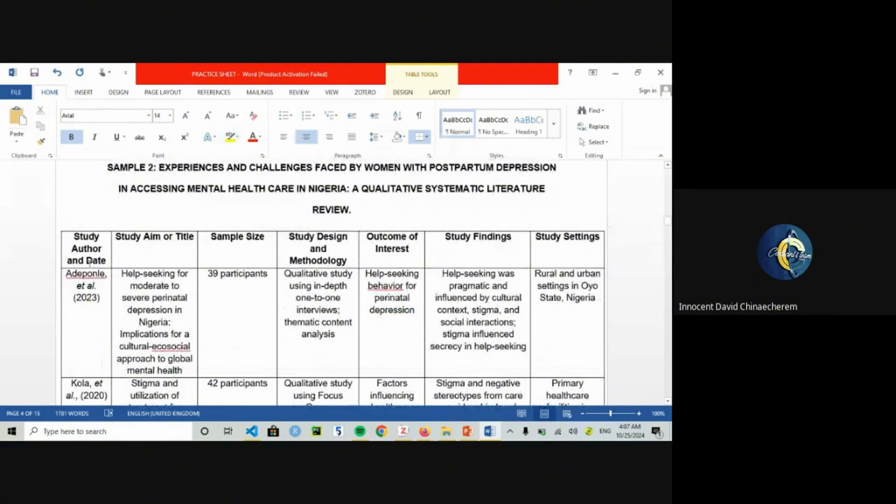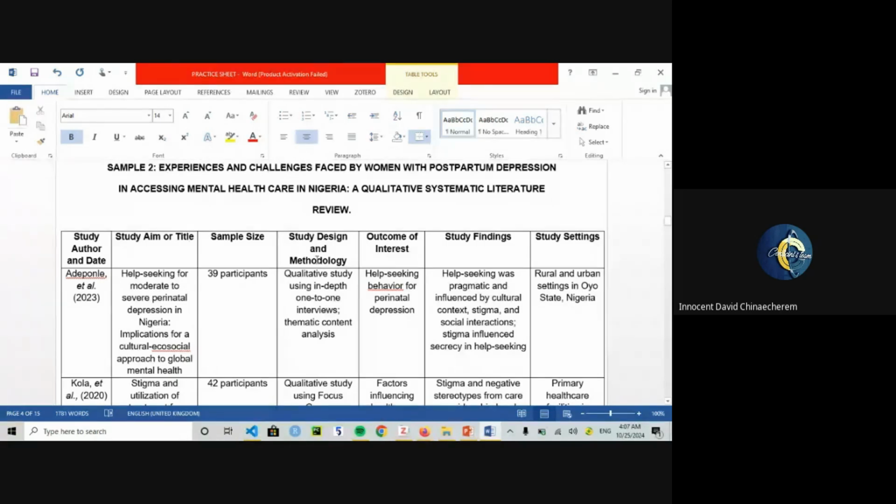So here you see the first study by Adoponri et al. 2023 talked about help seeking. It contains help seeking for moderate to severe perinatal depression in Nigeria, so the implications for a cultural, ecosocial approach to global mental health. You see that the study had 9 participants. It was a qualitative study using in-depth one-to-one interviews, and it also showed that it used thematic analysis.